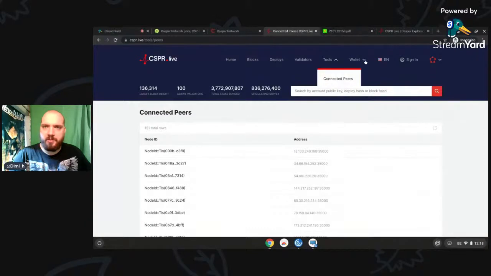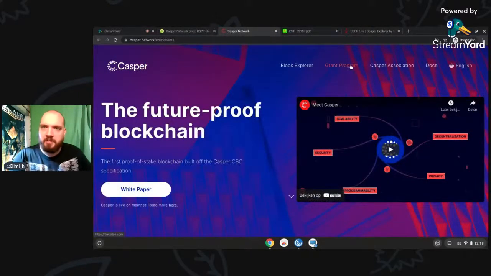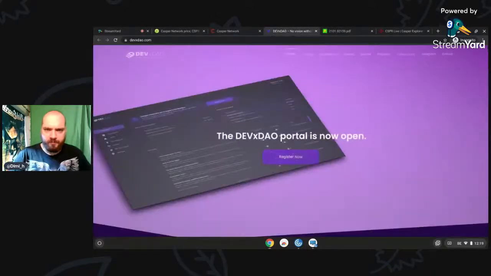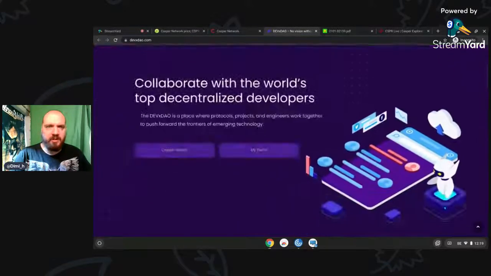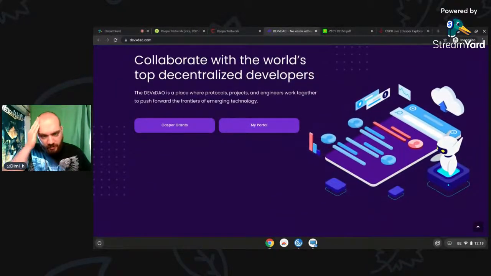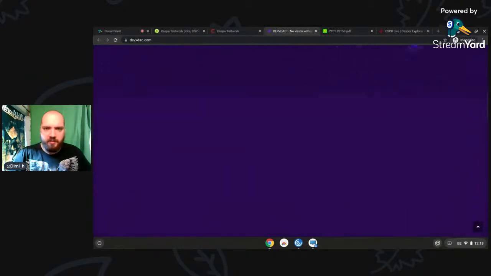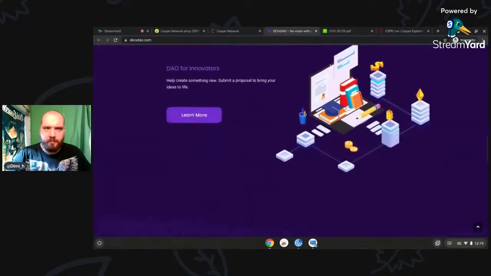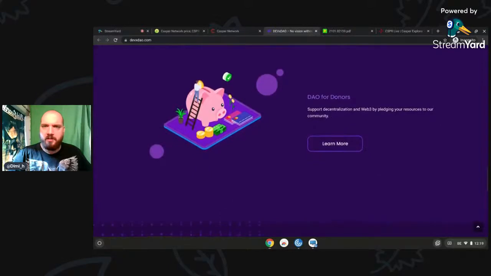Tools, connect peers, wallet, delegate stake. So yeah, sign in. I'm going to do that one. Love seeing that one. What's this? Grant program. I can register. Oh yeah, that's the program for development, the prize earning there with the Swiss association. Looks neat. Looks well done.